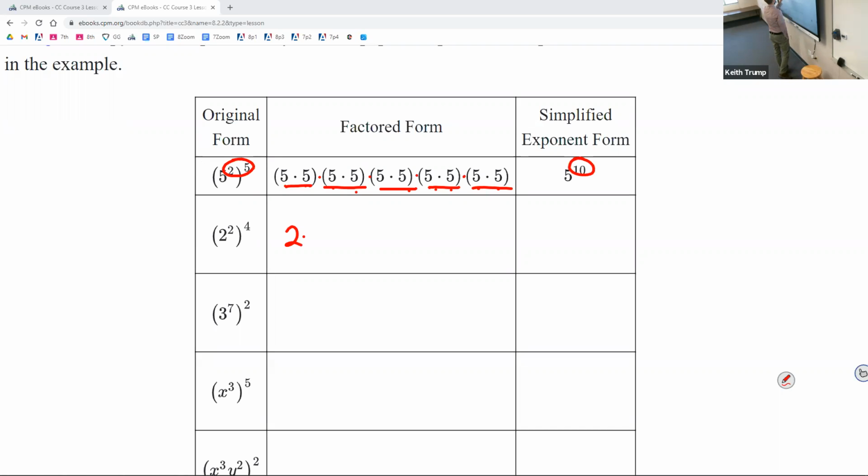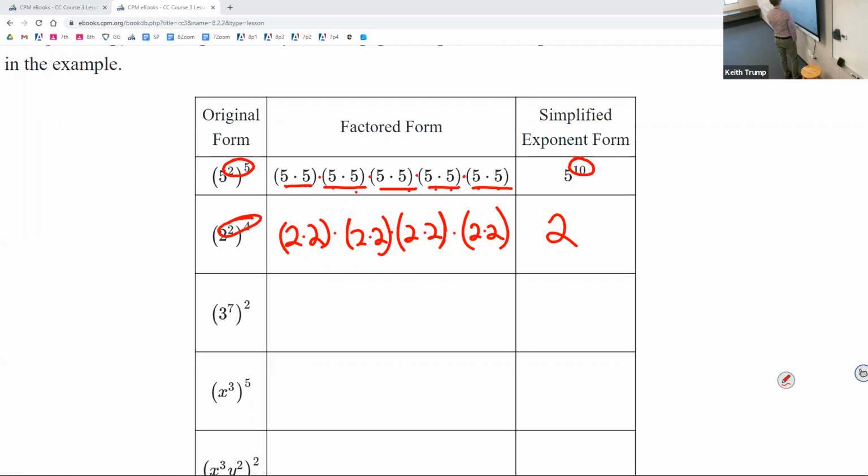So 2 squared, well, that would be 2 times 2. And how many times am I multiplying that by itself? 4 times. So 1, 2, 3, 4. And you all know that I don't actually have to write these multiplication dots between the parentheses, because parentheses next to each other already means multiplication, okay? But now I have 2 to the, well, let's see if our pattern works. 2 times 4 is 8. So this should be 2 to the 8th. Does it? 1, 2, 3, 4, 5, 6, 7, 8.